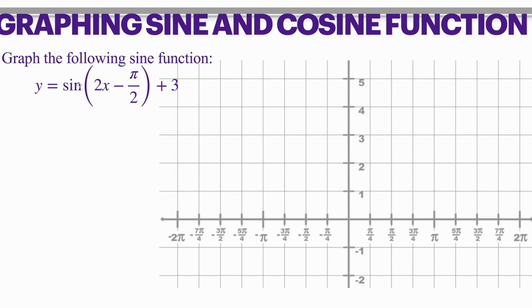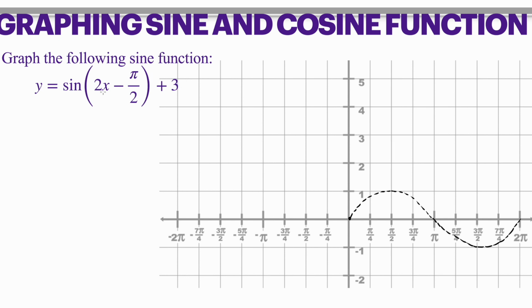So here's what we're going to do. First thing I'm going to do is go ahead and graph the original. This is sine, which means it starts at 0, 0, and it reaches 1 at pi over 2. It reaches 0 at pi. It reaches -1 at 3 pi over 2, and 0 at 2 pi. So that is the original sine.